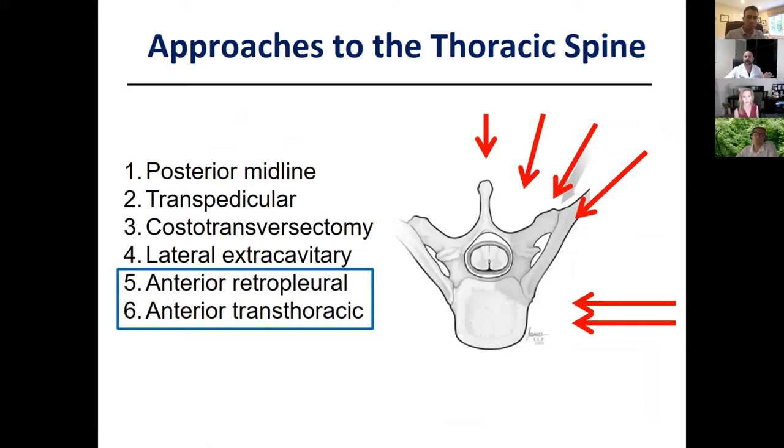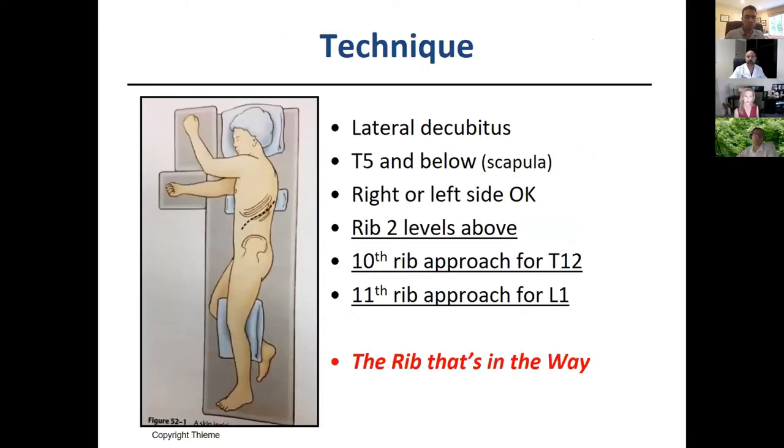So back it up a little bit here in terms of just general approaches to the thoracic spine. I always look at it as a clock, right? We're used to the midline laminectomy approach. And the more lateral we need to get, now we're refining our approaches a little bit: transpedicular, the costotransversectomy and lateral extracavitary approaches, and then finally, one of my favorite approaches, which again, you never know when you need it, we're doing less of it, but you never know when you need it, is the anterior approach.